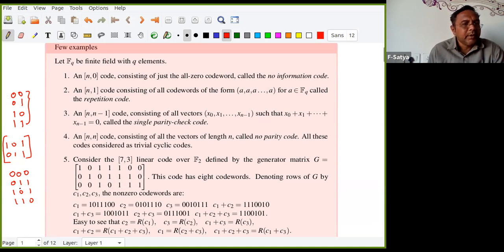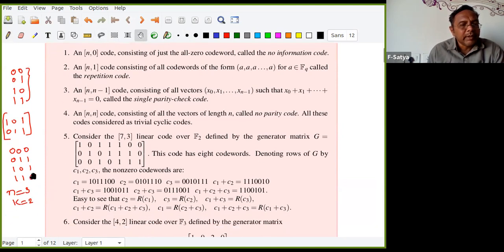We know this. Now you look at that, how many code words are there in this? What is the n value here? n is equal to 3. What is the k value? k is equal to 2, right? And how many code words are there in this? 4 are there. Total, how many code words will be there of length 3?